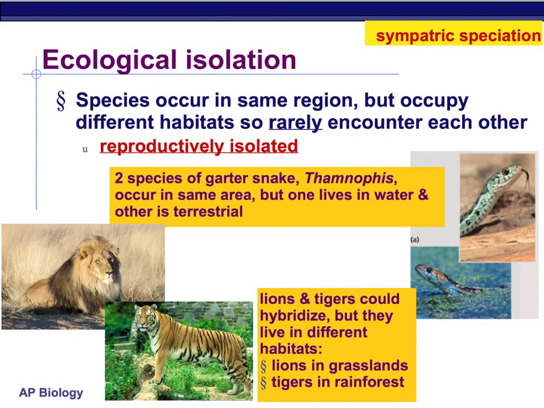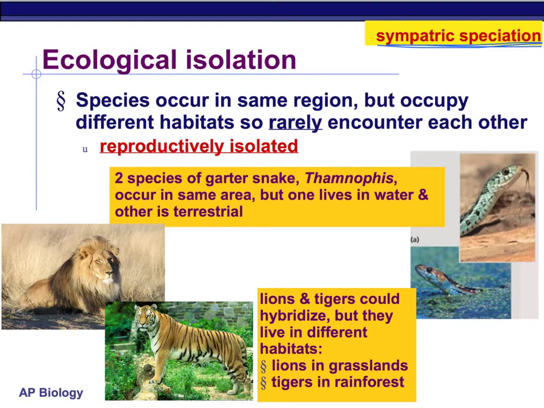Okay, another example of pre-reproductive isolation, or barrier, would be ecological isolation. So this one is going to be sympatric speciation. There's no physical barrier. These species live in the same place, but they occupy different habitats. So they don't really come into contact with each other. They're never around each other. So they are reproductively isolated.